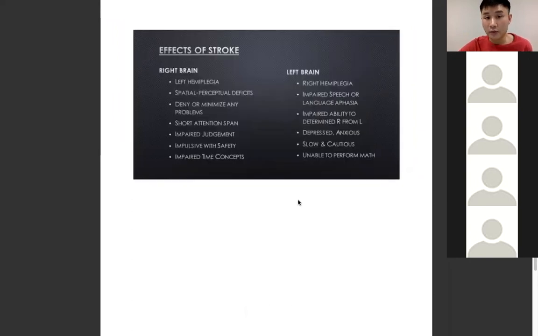Okay, effects of stroke. I'll tell you guys this: you have to know this by heart. You have to know, if the patient has a stroke on the right brain and if the patient has a stroke on the left brain, what are the signs and symptoms? You guys have to know because it will be on the exam, I promise.